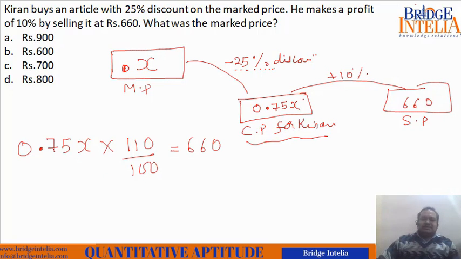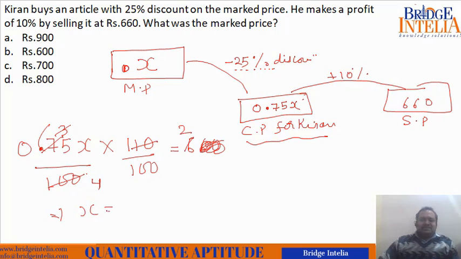So let us see what is the value of x, what is the marked price. So this 100 and 10, and this 660 will cancel 6 times. So this 75 and 100 again will get cancelled. So x, this 3 and 6 again cancels. So x comes out to be equal to 4 into 2, 800. This is the final answer.